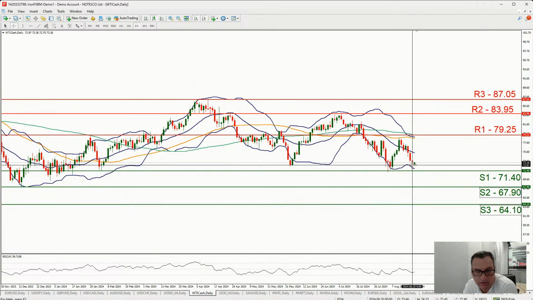On a fundamental level, I would highlight here that we had the release of the API weekly crude oil inventories figure. It showed a very slight increase of US oil inventories. It's not the amount of the increase that matters, but the fact that the slight increase tended to signal that the US oil market may not be as tight as we had initially expected.